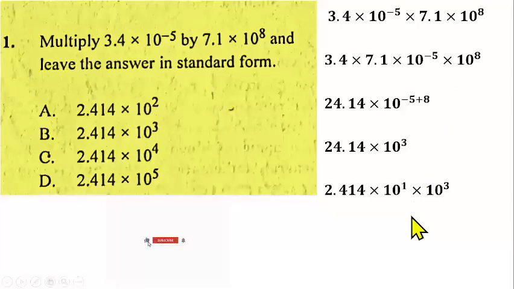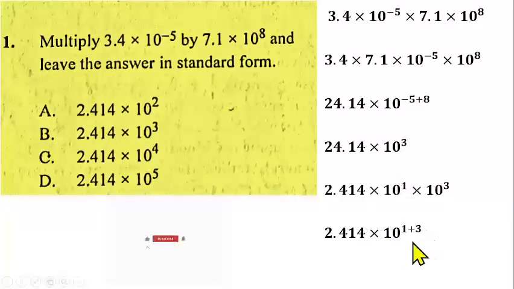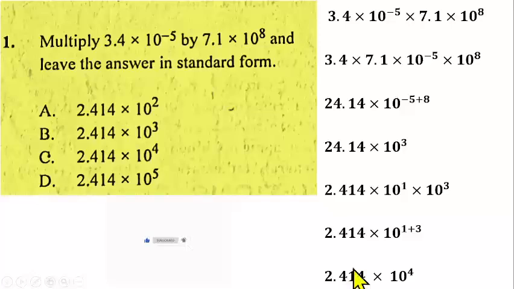So that should give us 2.414 times 10 raised to power 1 plus 3, and 1 plus 3 gives us 4. So that should give us 2.414 times 10 raised to power 4, which means that option C is the correct option for question number 1.